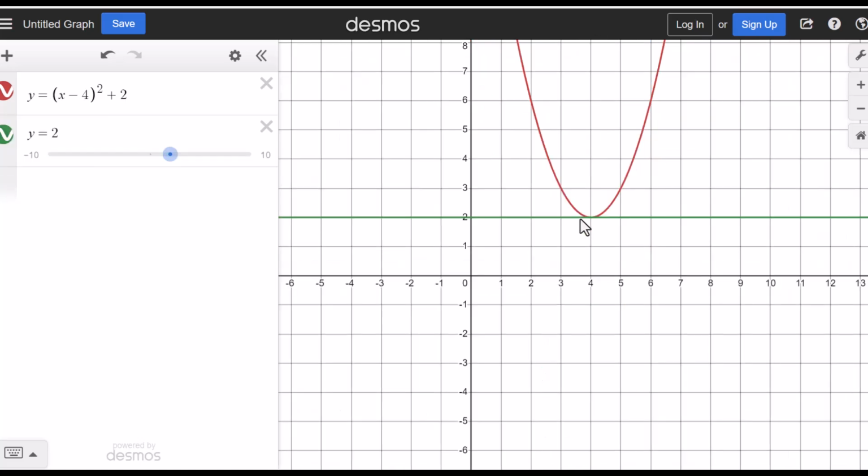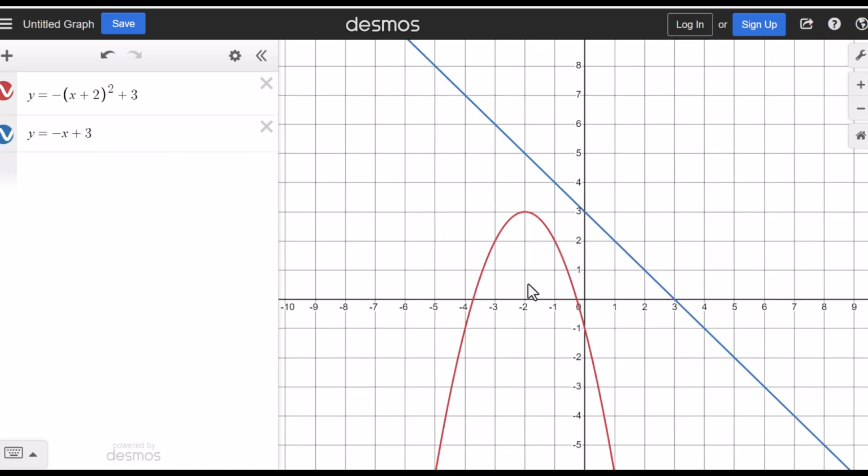Now, a different type would be if they only crossed one time. So we have a quadratic and a linear. They cross at (4, 2). So this would only have one solution. So that would be okay as well. And then finally, let's say they don't intersect at all. You have this parabola, the red one, and then the line, the blue one. There's no cross, so there would be no solution at all.